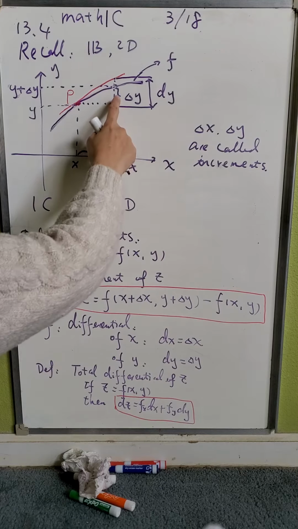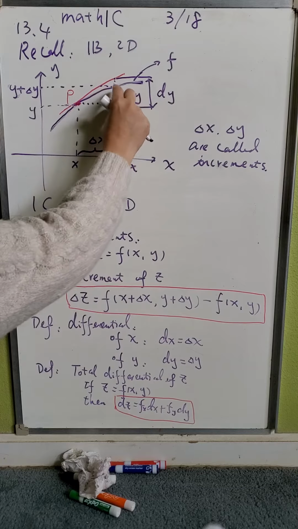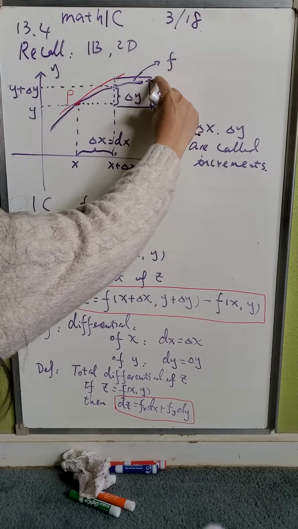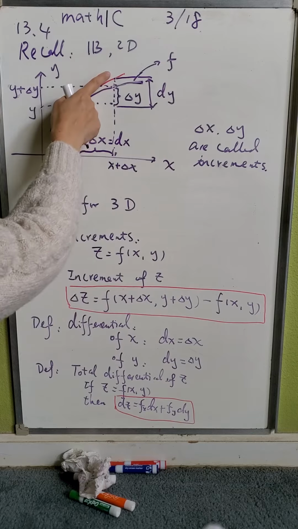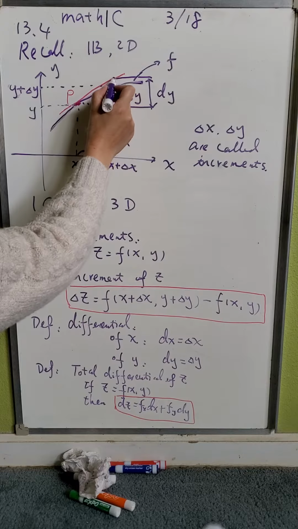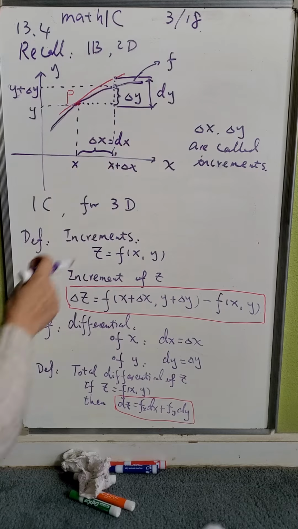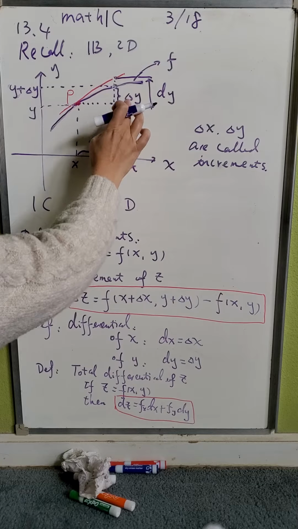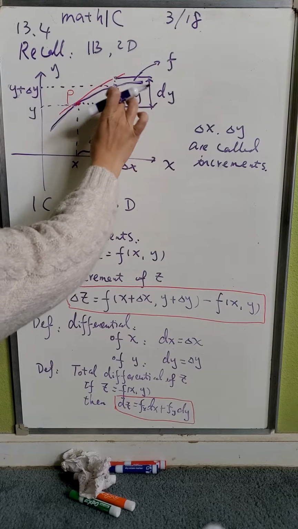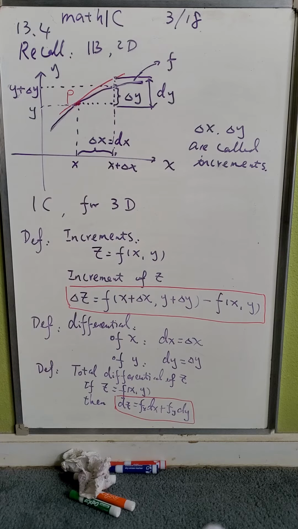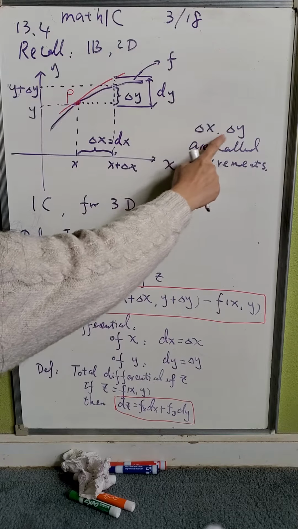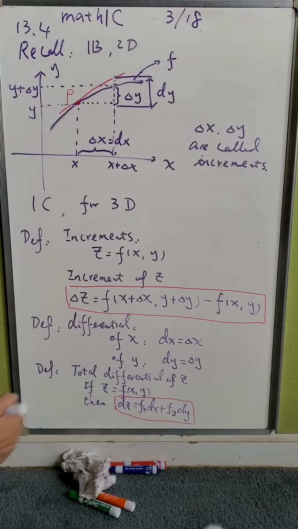And then for delta y, there's a little bit of difference. Delta y is right here, but dy is right there. Okay, dy already touches this point. So dy is a little bit longer than delta y, but still they're very, very close. And we call delta x and delta y the increment for x and increment for y.